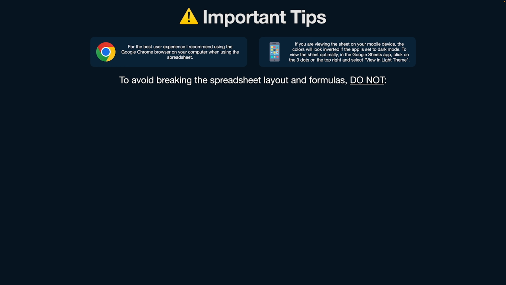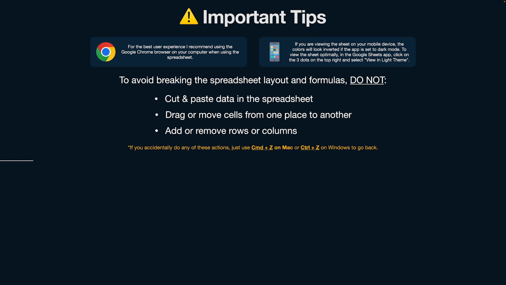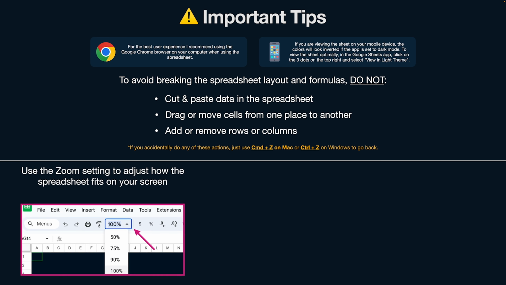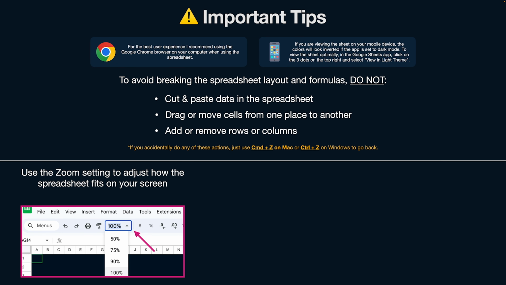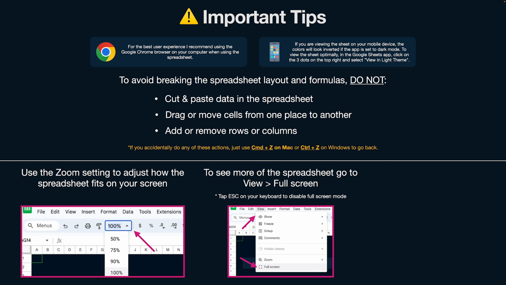To avoid breaking the spreadsheet layout and formulas, do not cut and paste data in the spreadsheet, drag or move cells from one place to another, add or remove rows or columns. If you accidentally do any of these actions, just use Command-Z on Mac or Control-Z on Windows to go back. To adjust how the spreadsheet fits on your screen, use the zoom setting in Google Sheets. To see more of the spreadsheet and less of the Google Sheets UI, go to View and select Full Screen. To exit the full screen mode, you can just tap Escape on your keyboard.